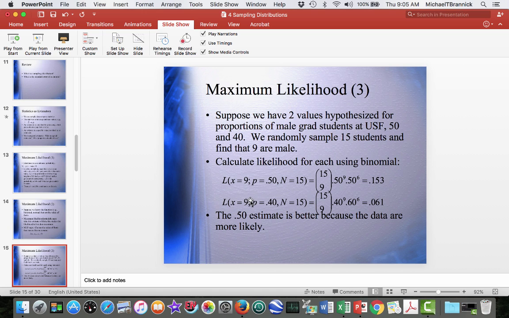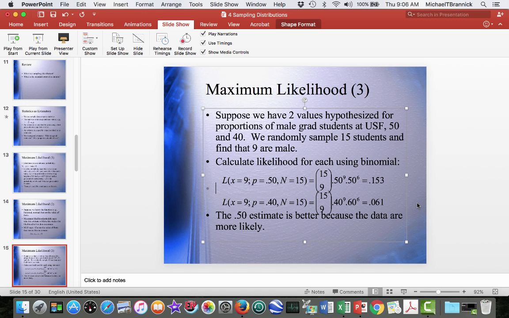The likelihood of finding 9 males if the probability is 0.4, given there are 15 people, is now 0.4 to the 9, 0.6 to the 6. These two things have to add up to 1. And that value is 0.061. So the maximum likelihood principle says 0.5 is a better guess because it's more likely. So take 0.5 over 0.4 because the data are more likely.